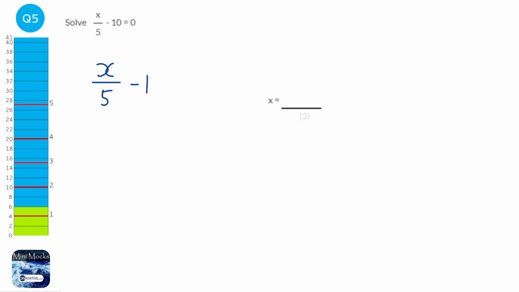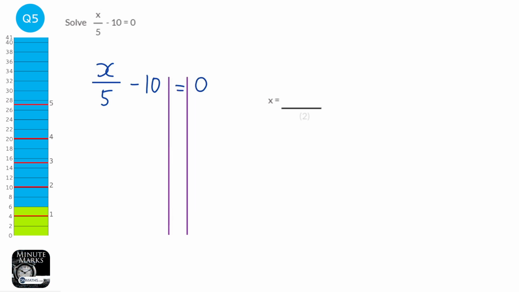I'm going to start by just copying out the question. Now the word solve means find out what x is, and the first thing we do when we see solve is draw lines to the left and right of our equal sign so we can solve it. So there's two things stopping us from having x on its own, this over 5 and this take away 10.